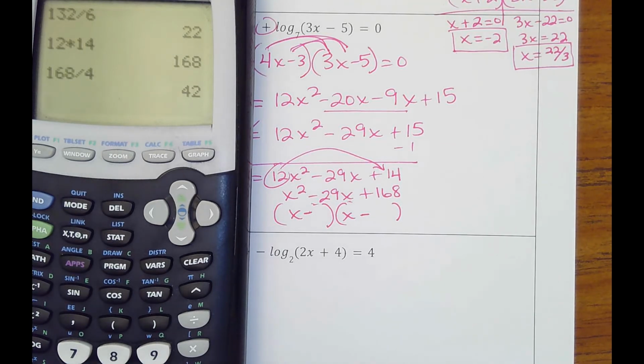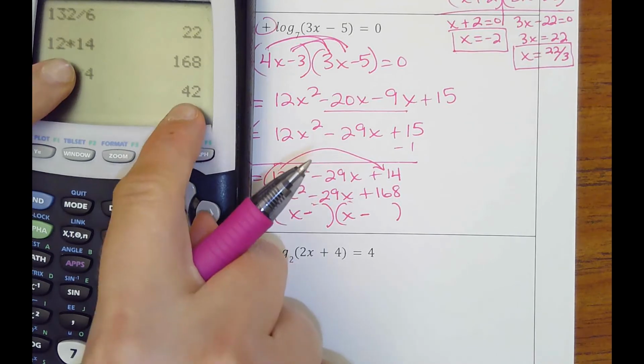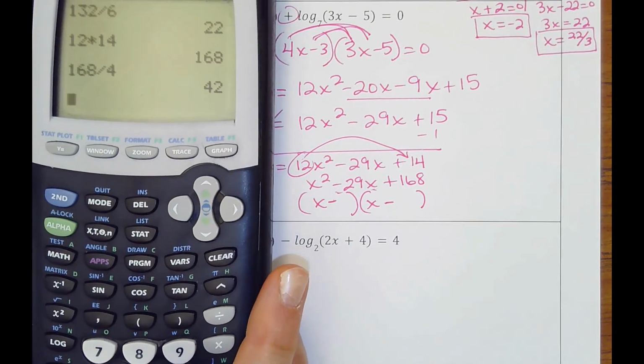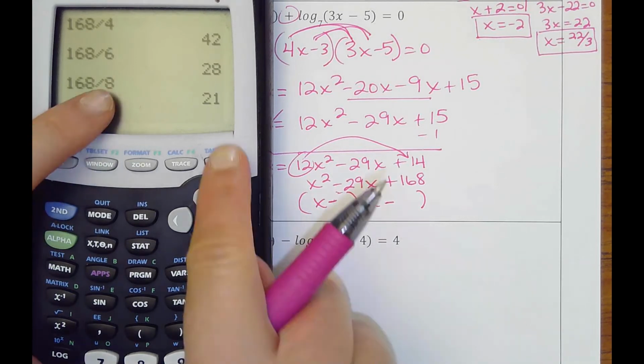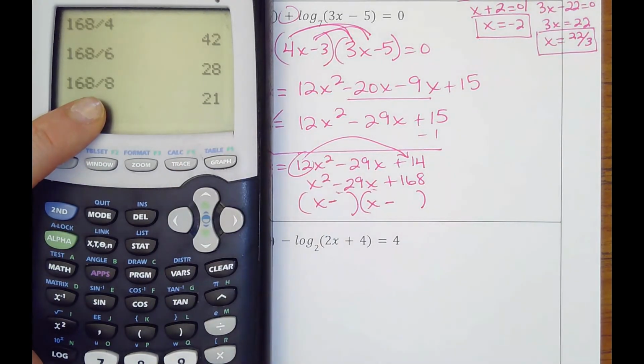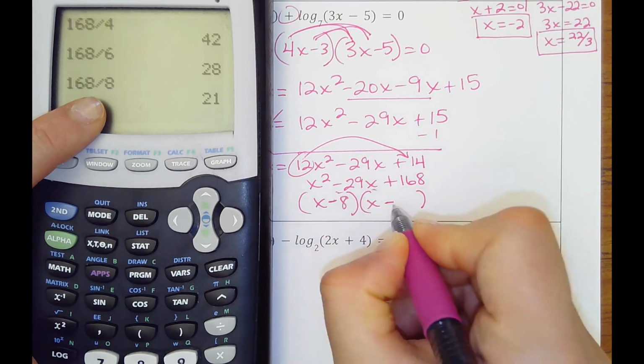4 and 42. No, because actually you're going to be adding the numbers this time because they'll both be the same negative sign. So I need to make a bigger number. 168 divided by 6. 6 and 28 is 34. I'm getting there. 168 divided by 8. Ooh, 8 and 21. I like it because those combine to make 29. I just have to make them both be negative.